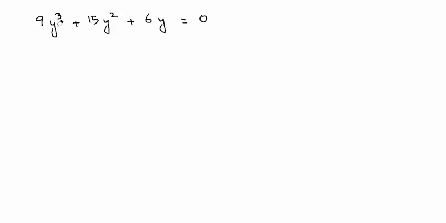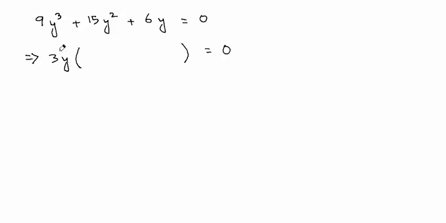But if you think about taking the common factor out from these three terms, 9, 15, 6, they're all multiples of 3. So we are going to say 3 times, there's a y here, there's a y here, there's a y here. At least there's a y in each one of these. Therefore, 3y is a common factor, is equal to 0.